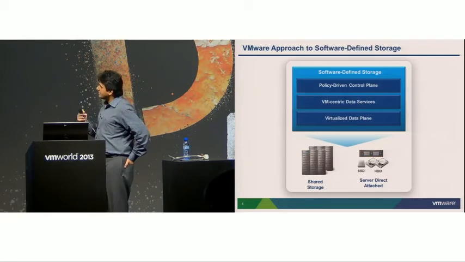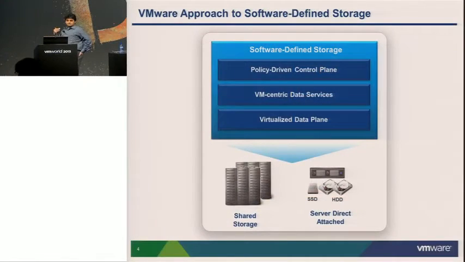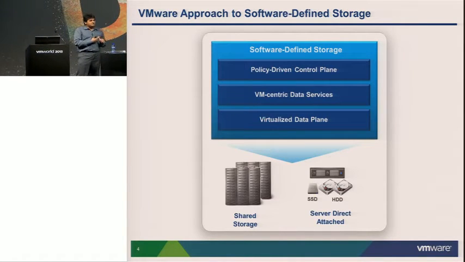The main components of VMware software-defined storage are three. The first component is a virtualized data plane, which allows you to abstract and pool storage, either external shared storage or direct-attached storage. And as you'll see, vSAN falls in this category, direct-attached storage.